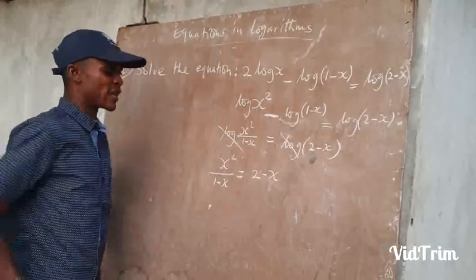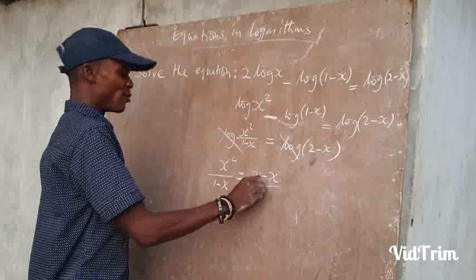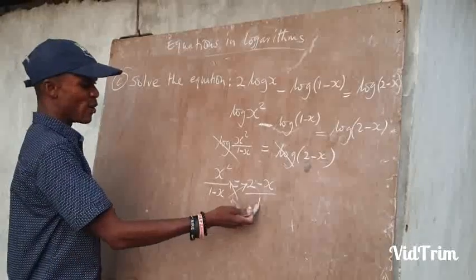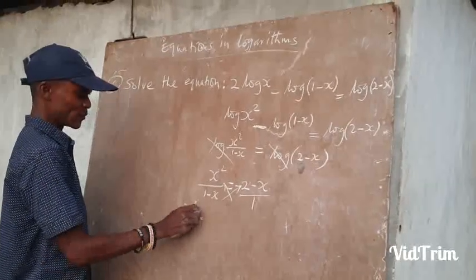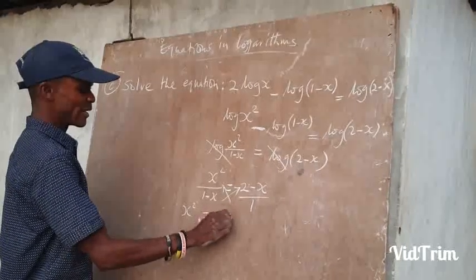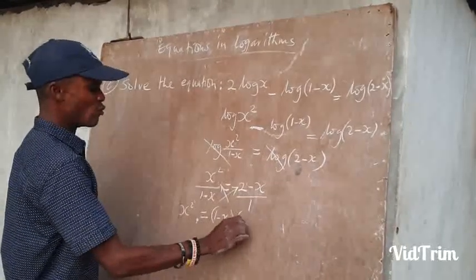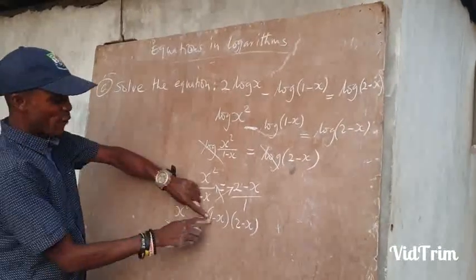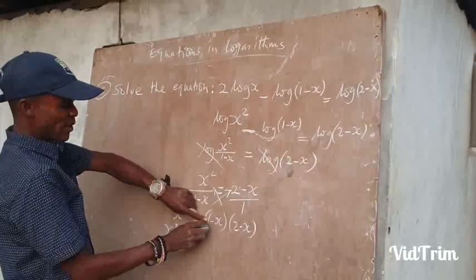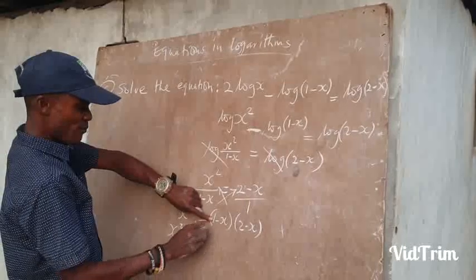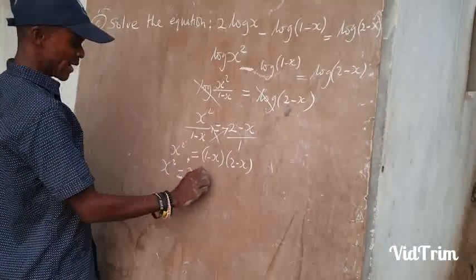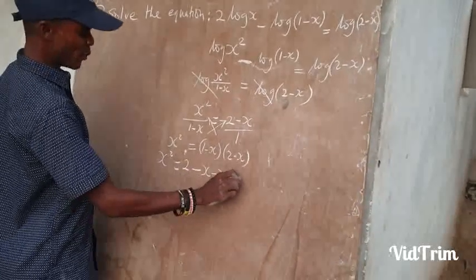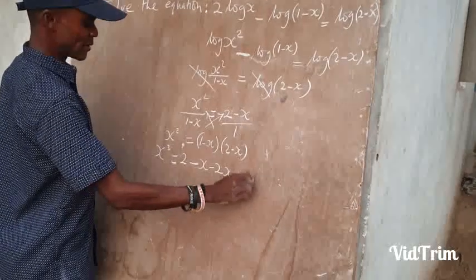What you are left with is x squared divided by 1 minus x equals 2 minus x. But 2 minus x is the same as 2 minus x divided by 1. We now cross multiply. When you cross multiply, you have 1 times x squared is x squared. We have 1 minus x times 2 minus x. We clear the bracket here. x squared equals, you take the first one, you multiply by the two values in the second bracket. 1 times 2 becomes 2, minus x, because 1 times x becomes x, minus x times 2 becomes minus 2x, minus times minus is positive, x times x is x squared.